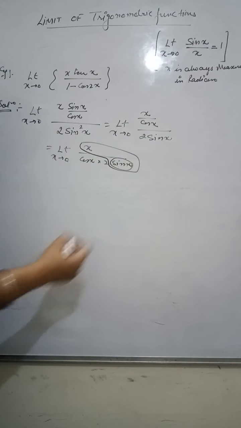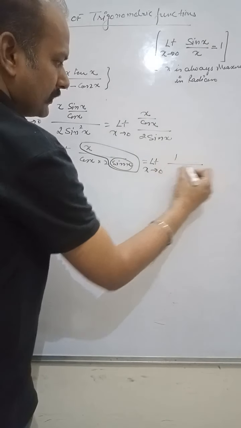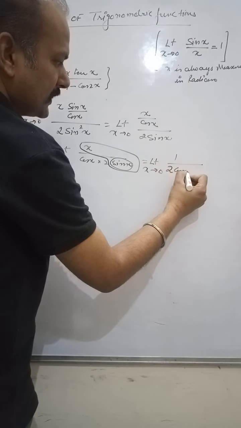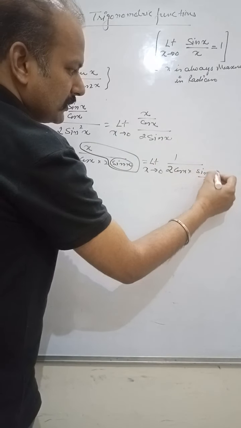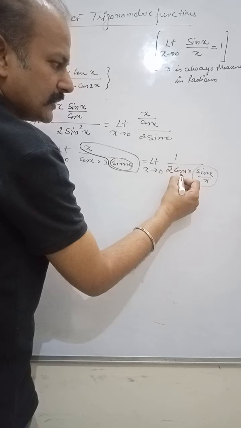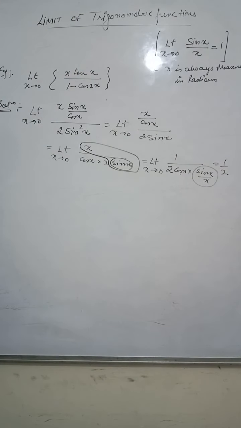x upon sin x, or you can also write it as 1 upon 2 cos x. If I take this to the denominator, it becomes sin x upon x. Now this is equal to 1, cos 0 is 1, so it will be 1 by 2. So this is the way we will evaluate the limit for trigonometric functions. Now let us see a few more examples.